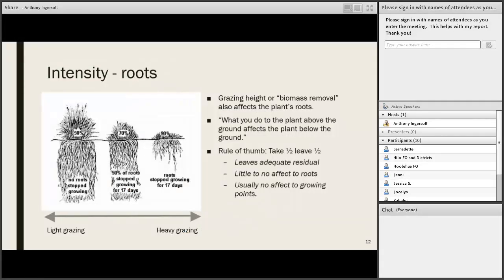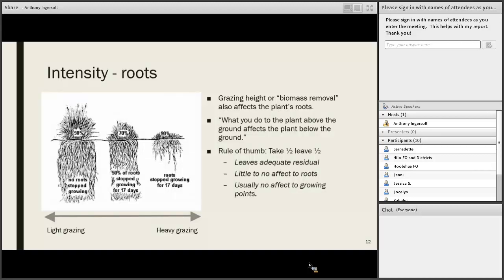And so remember that, even the root infrastructure, it has a maintenance cost too. And if the plant is not able to photosynthesize enough energy to support itself, it will need to downsize itself to a level that it can support for its environment. So, this idea of intensity or how much the grazing height, what level we're taking it down to, it does have impact underground. Charlie Orchard can be quoted saying, "What you do to the plant above the ground affects the plant below the ground." And this graphic is a real easy one to look at. I've shared it a ton with my clients because it does paint a really good picture.